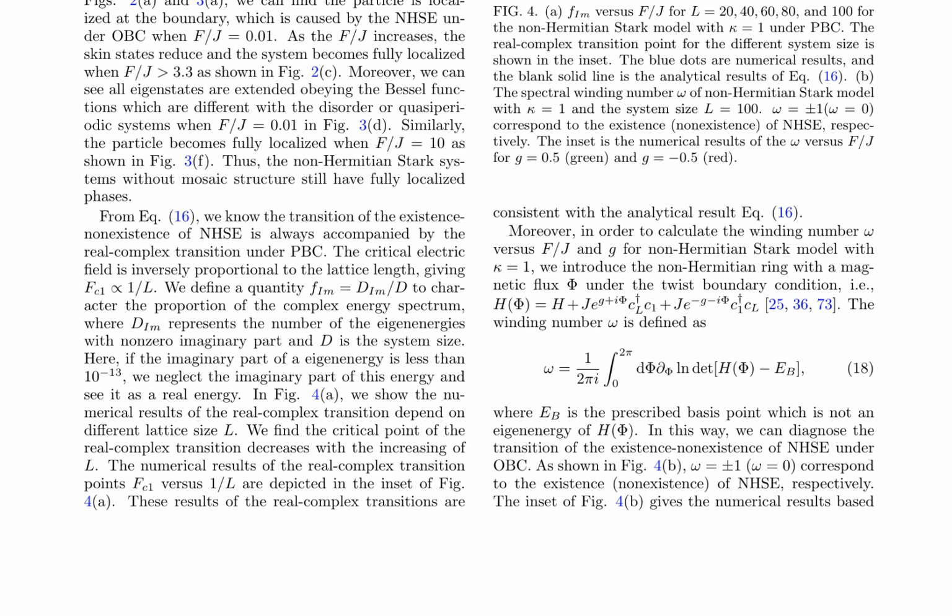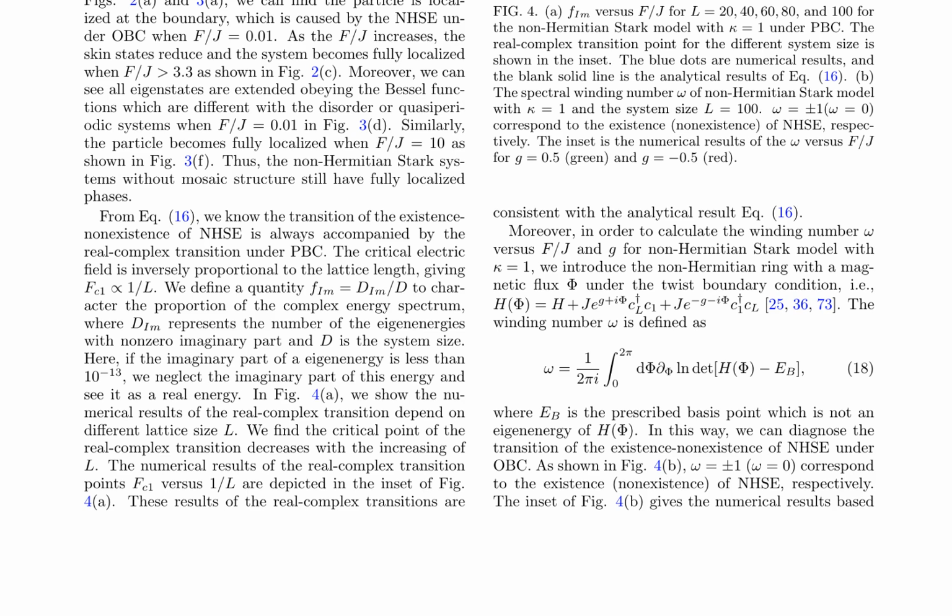Numerical results in Figure 4a demonstrate that the critical point of the real-complex transition decreases with increasing lattice size L. The authors also introduce the spectral winding number omega to diagnose the transition of NHSE existence under OBC. As shown in Figure 4b, omega equals plus or minus 1 and omega equals 0 correspond to the existence and non-existence of NHSE, respectively. The winding number omega is calculated using equation 18, with numerical results provided in the inset of Figure 4b.